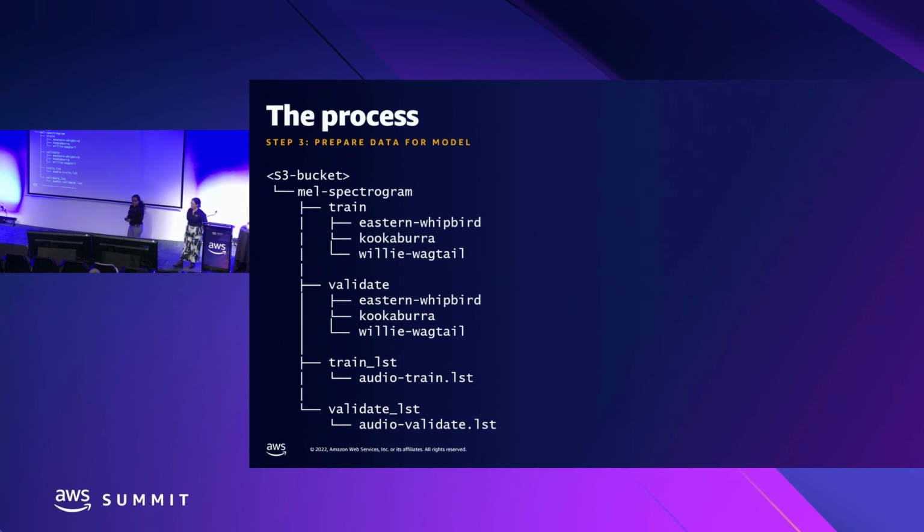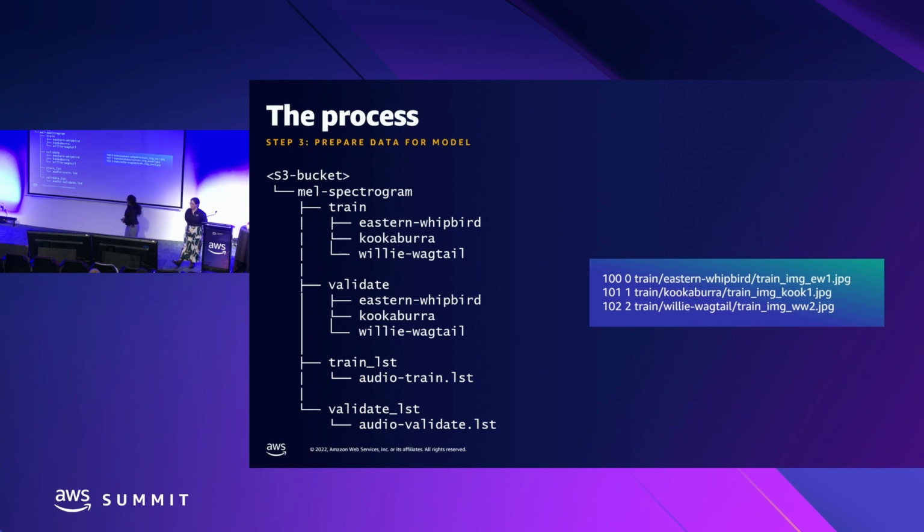So what's a list file? A list file is a tab-separated file with 3 columns. And it essentially indexes all of the images that are going as input into the training of your machine learning model. So the list file from this snippet, there's 3 columns.